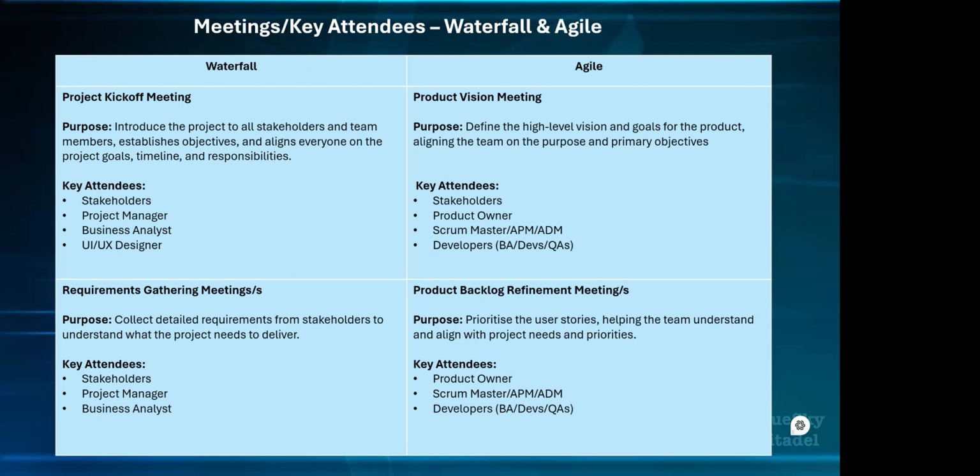And also you have the requirement gathering meeting or meetings. It might be more than one. You might need to meet with stakeholders more than once in order to gather the requirements. And we know that the purpose of that meeting is for us to collect the detailed requirements from the stakeholders to have an understanding of what the project needs to deliver. So what you need to do at that meeting is to discuss the project scope.